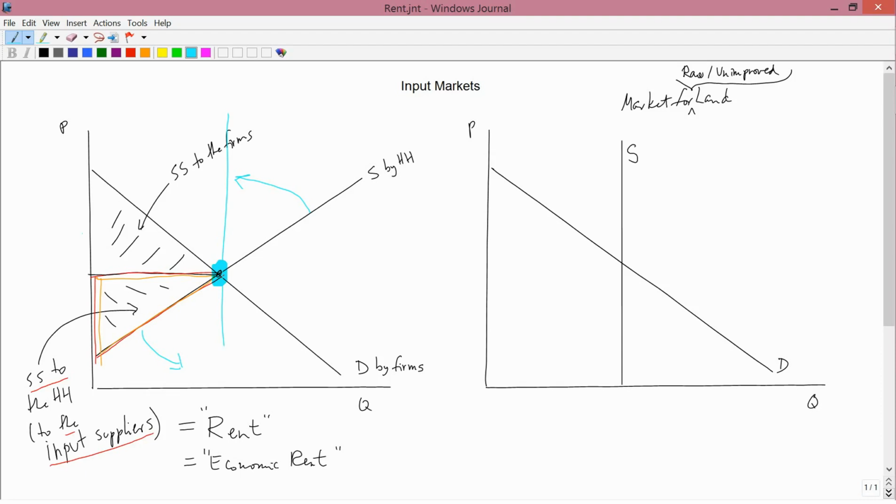Okay, so think of now what happens to the rent area. So this line stays the same, this stays the same, but this is rotating out like that.